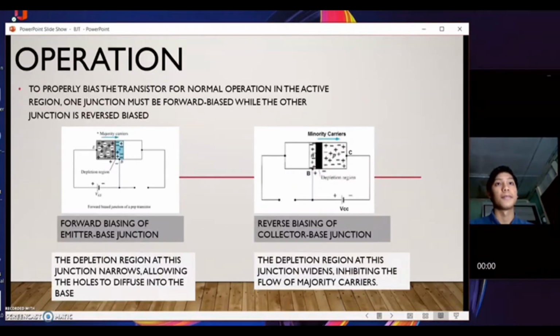power supply. Okay, so for operation, to properly bias the transistor for normal operation in the active region, one junction must be forward biased, while the other junction is reverse biased.